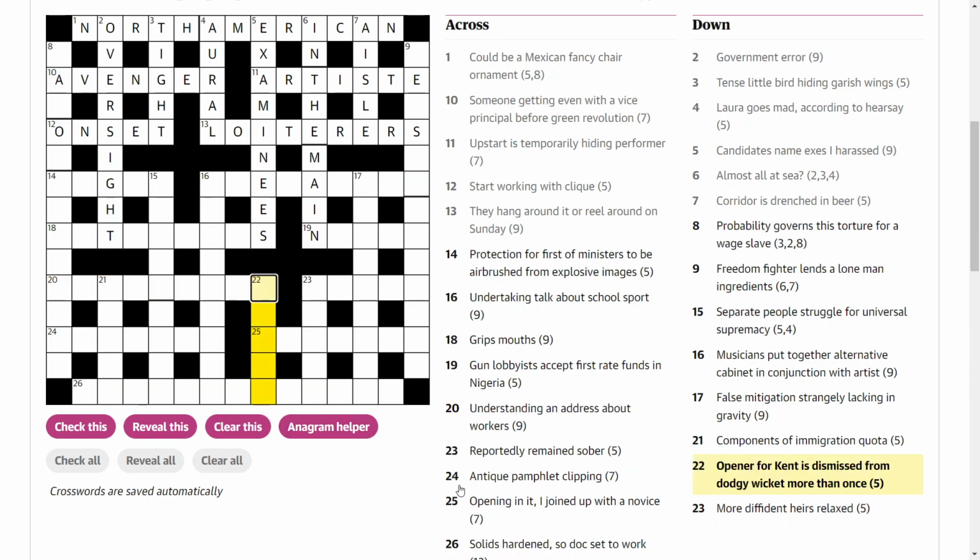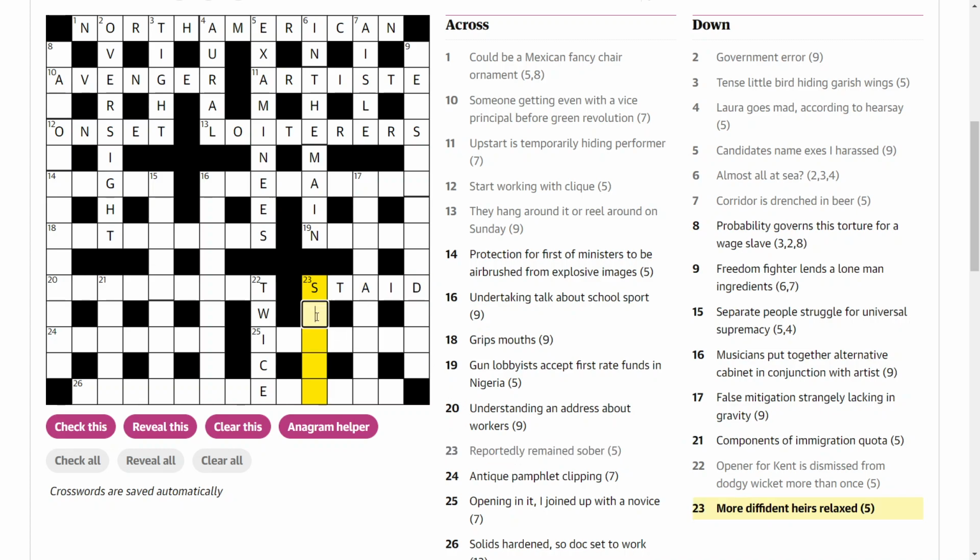Opener for Kent is dismissed from dodgy wicket more than once. So that's an anagram of wicket. Dodgy means anagram, and then the opener for Kent is dismissed. Take away the K. Nothing to do with cricket. Opening in it I joined up with a novice. Reportedly remained sober. Stayed, spelled like this. So remained is stayed, S-T-A-Y-E-D, and then reportedly means say it out loud, and you get this, stayed sober.